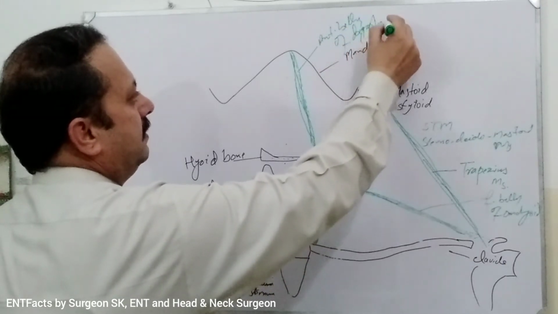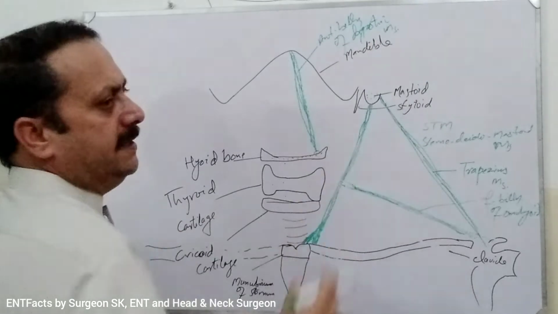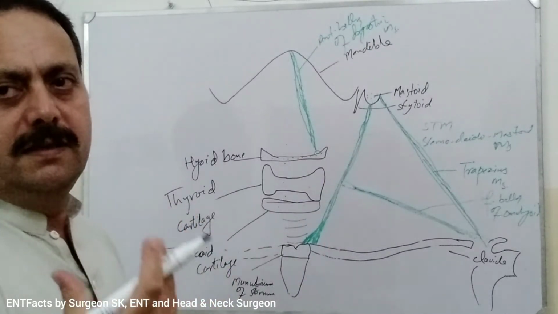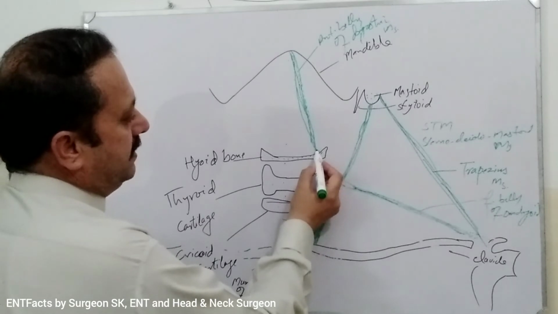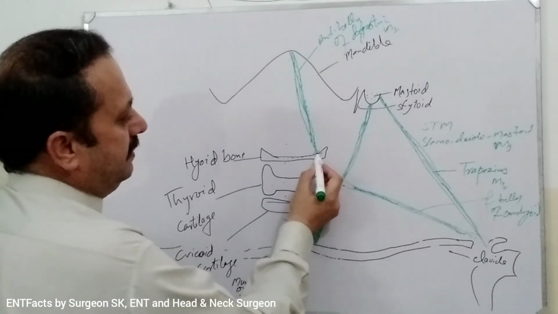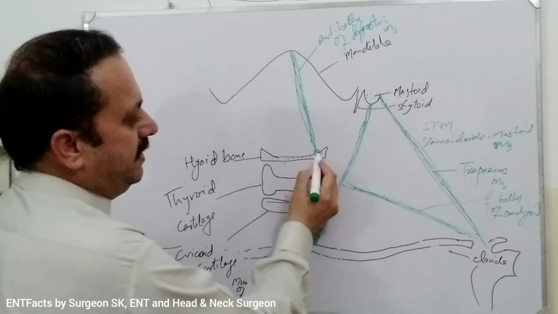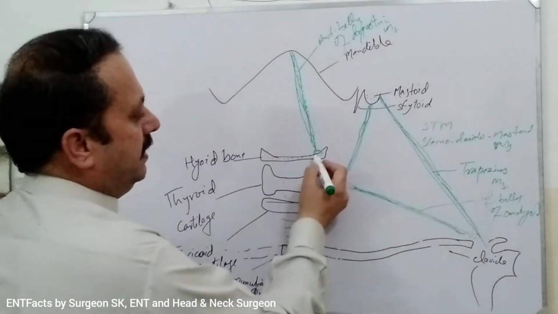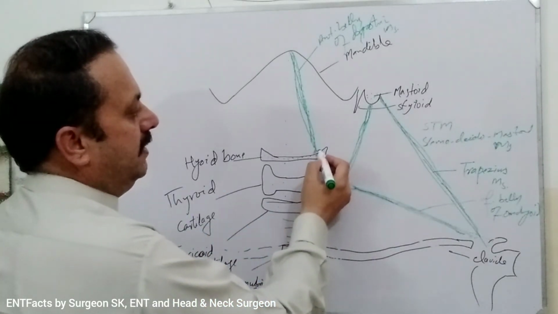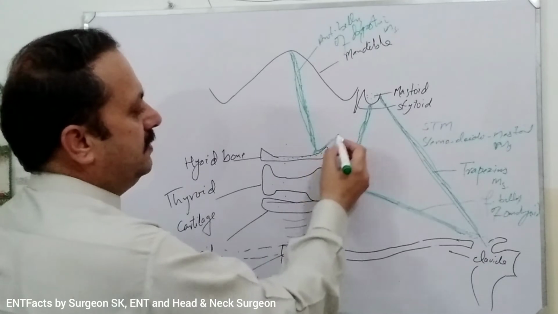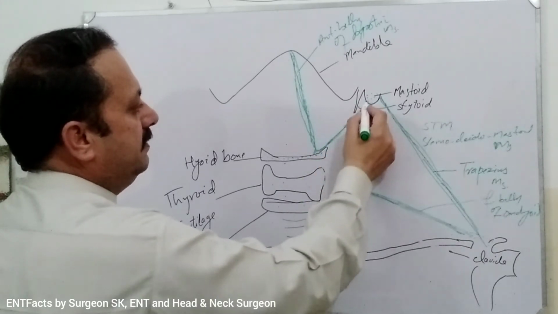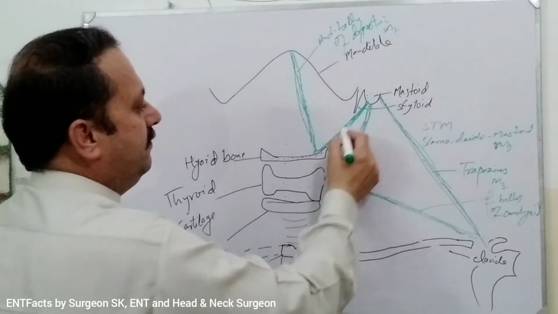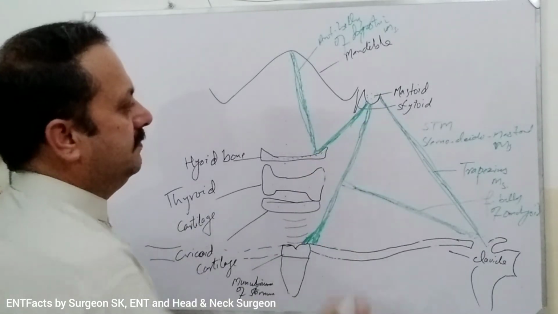Digastric muscle. Digastric means something with two bellies. Here also it makes an intermediate tendon which passes through a fibrous sling attached at the body of the hyoid, and this muscle gives another part that is called the posterior belly of digastric muscle.